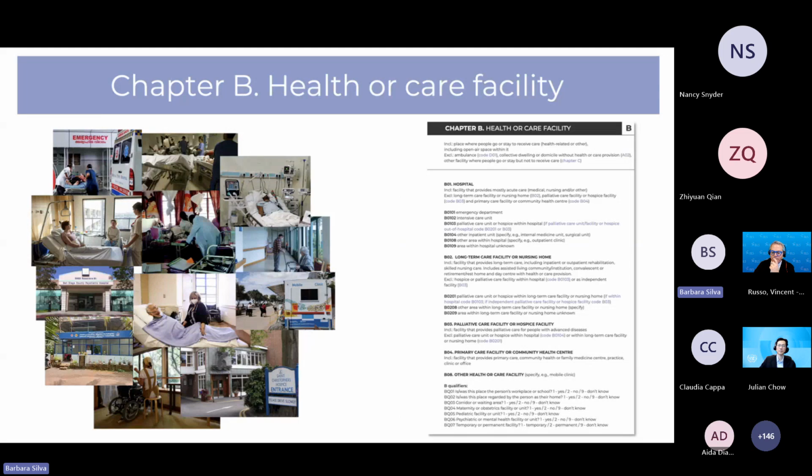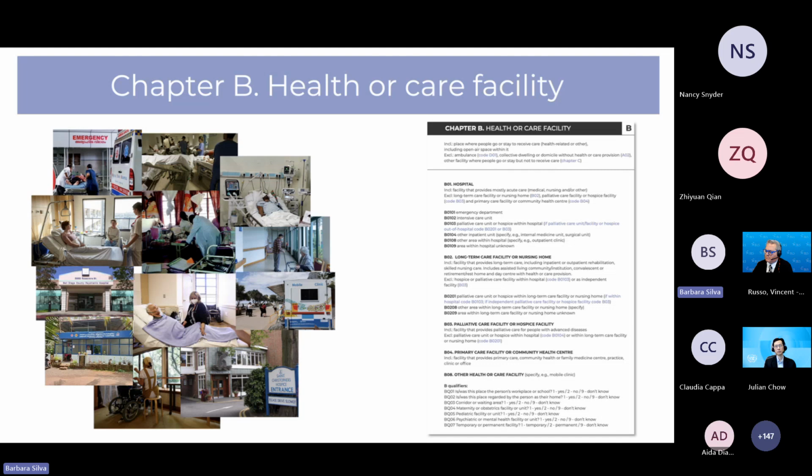Chapter B is health or care facility, and in here you see some important specifications as well. So for example, within hospital, we specified some locations, for example, emergency department. This is a place which is rarely captured in place of death categories, which we saw in the 35 countries we analyzed. Only 3 had emergency department as place of death. 13% of all deaths in Portugal take place in emergency departments, for example. The other countries that used this category were the US and South Africa.